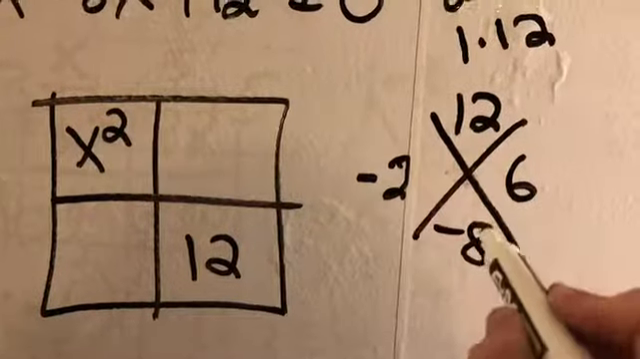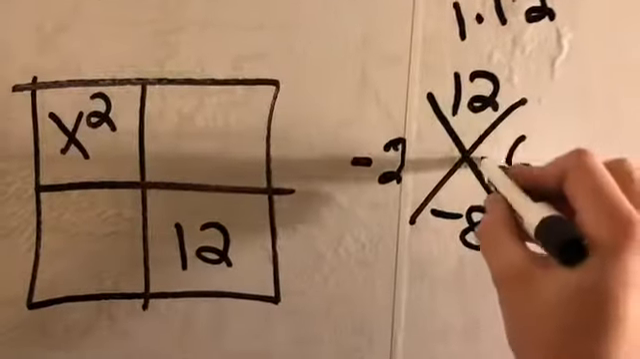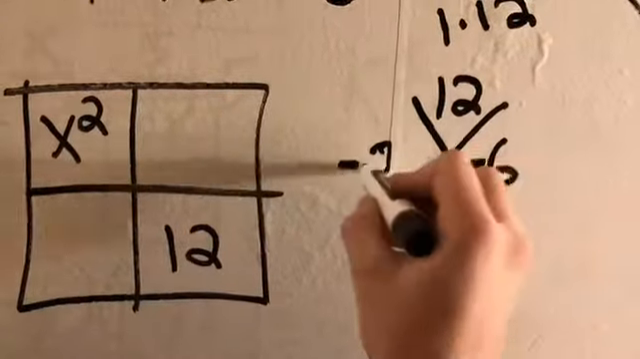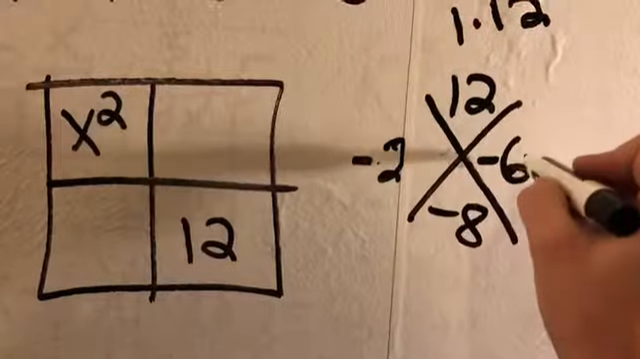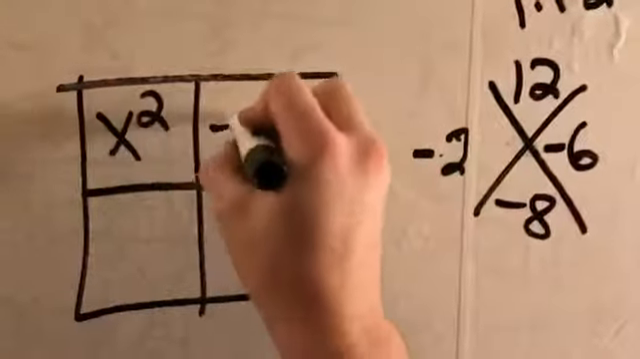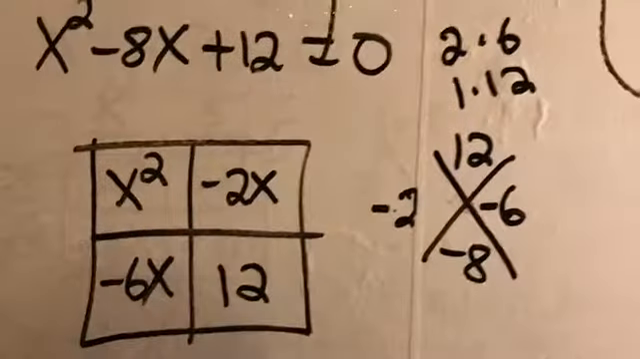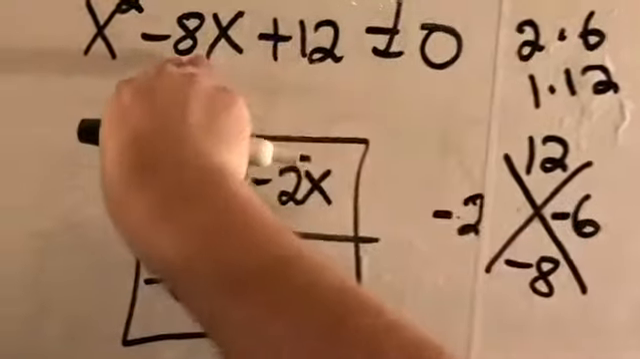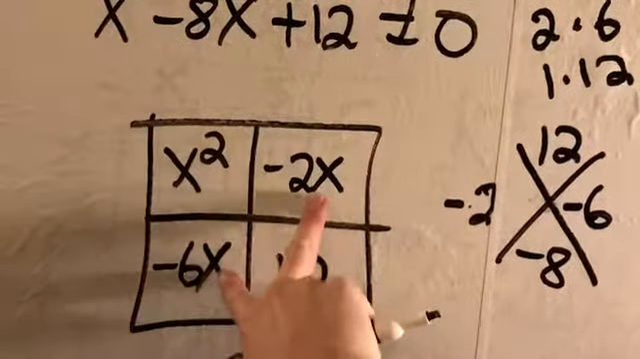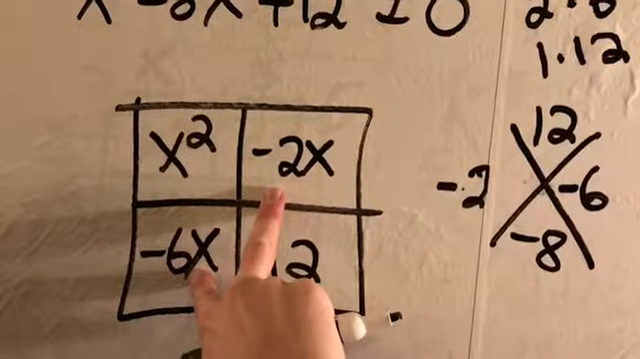So if I make that negative, negative 2 times 6 is negative 12, so that doesn't work. So what if I make both of these negative? Negative 2 times negative 6 is positive 12. Negative 2 minus 6 is negative 8. So I found it. Negative 2x and negative 6x. Because remember, guys, your answers to the diamond puzzle are splitting up that negative 8x. So don't forget to put those x's with your diamond puzzle answers.